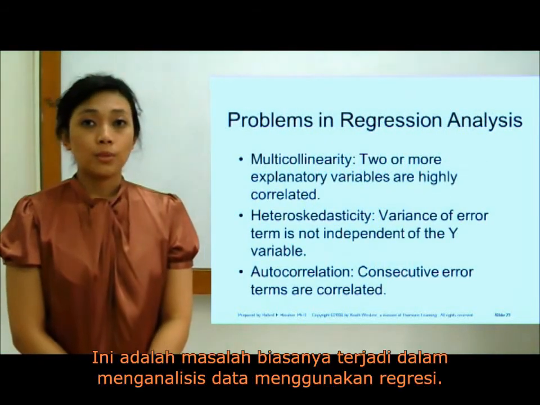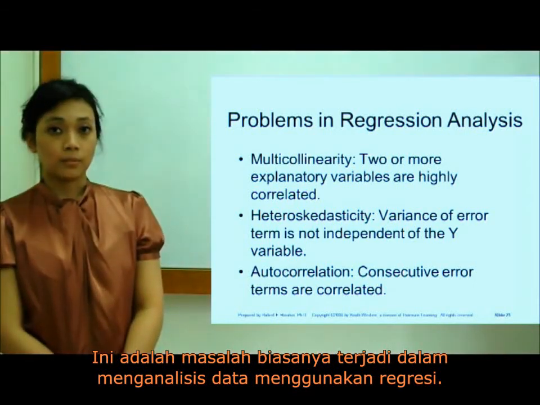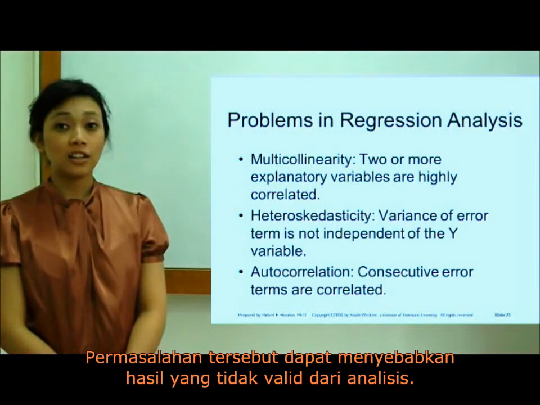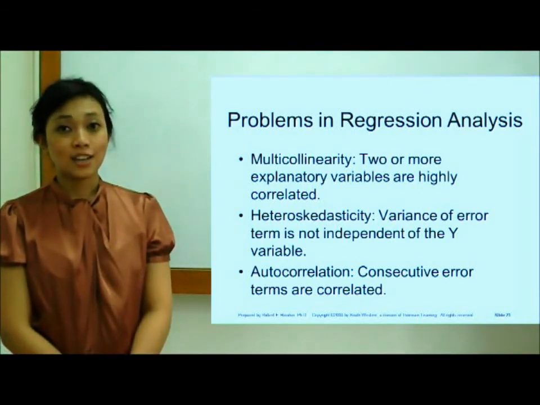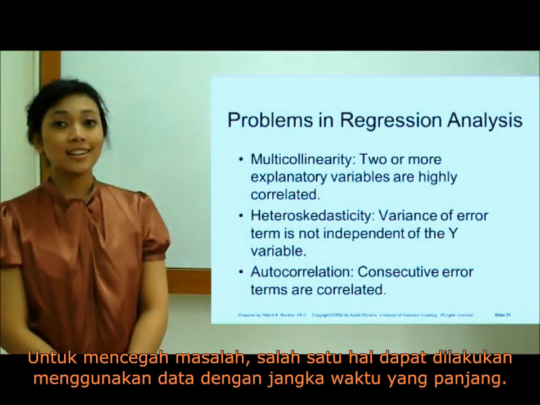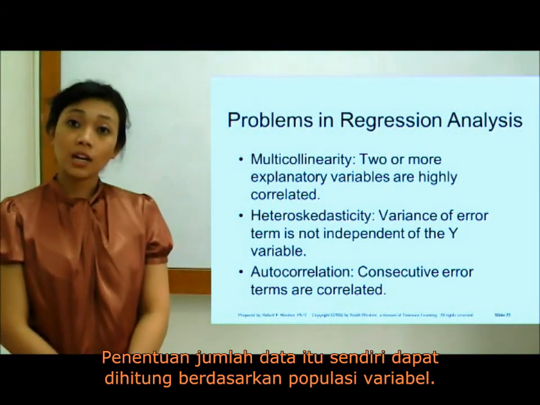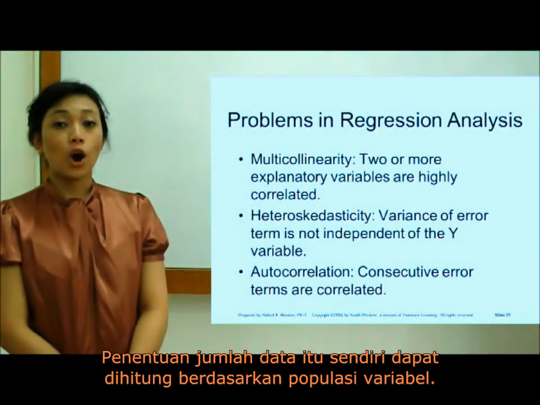These are the problems that usually occur in analyzing data using regression. These problems can cause invalid results of the analysis. To prevent the problems, one of the things that can be done is using data with a long period of time. The determination of the data number itself can be calculated based on the population of the variables.